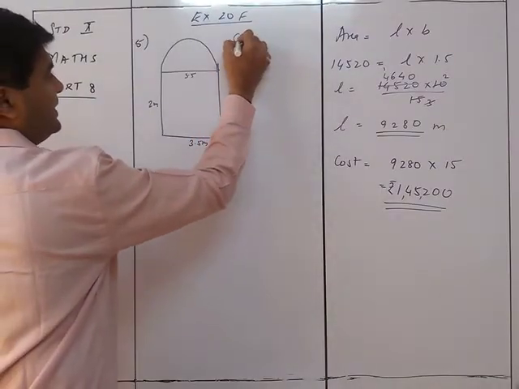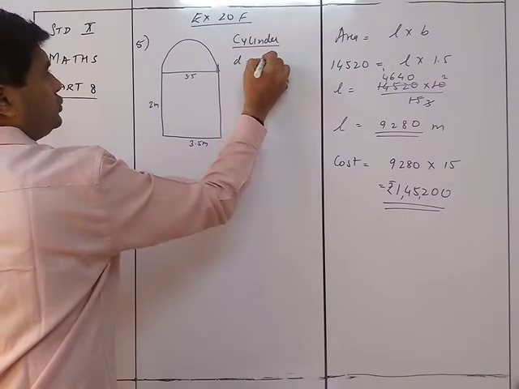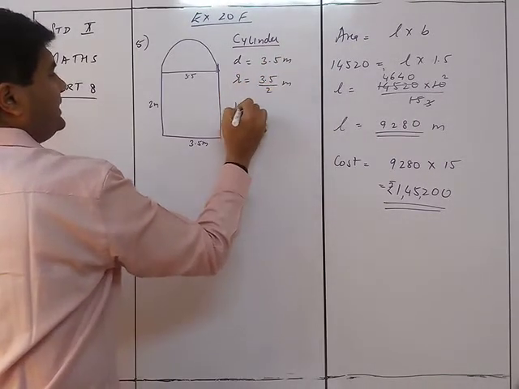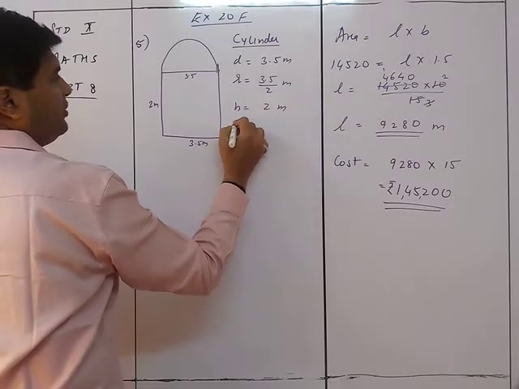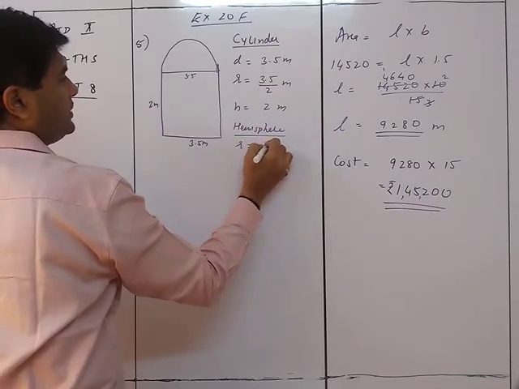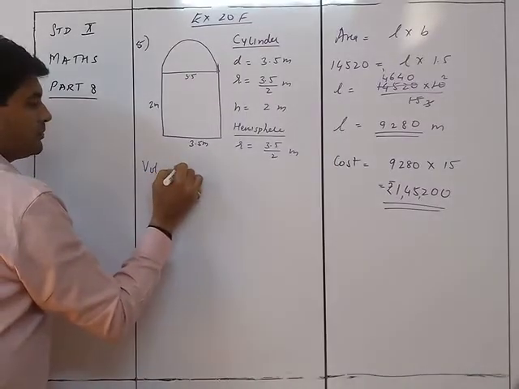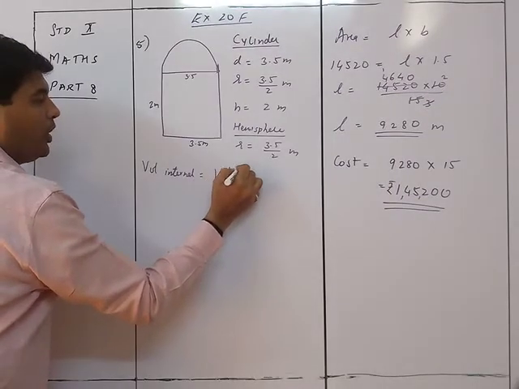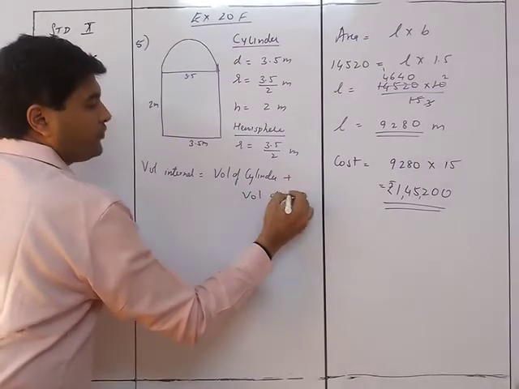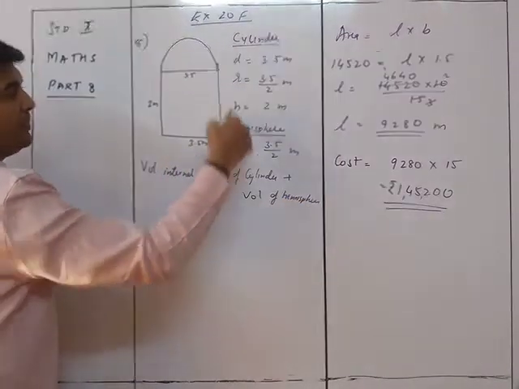So first we have the cylinder. Diameter is equal to 3.5 meters, so radius is equal to 3.5 upon 2 meters. H is equal to 2 meters. And for the hemisphere, we have the radius is equal to 3.5 upon 2 meters. So internal volume is equal to volume of cylinder plus volume of hemisphere. Volume of this plus volume of this will be the total volume inside.